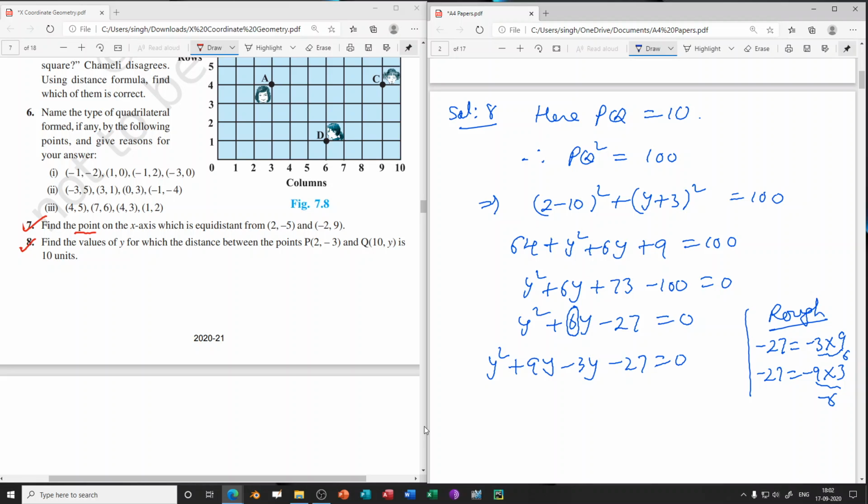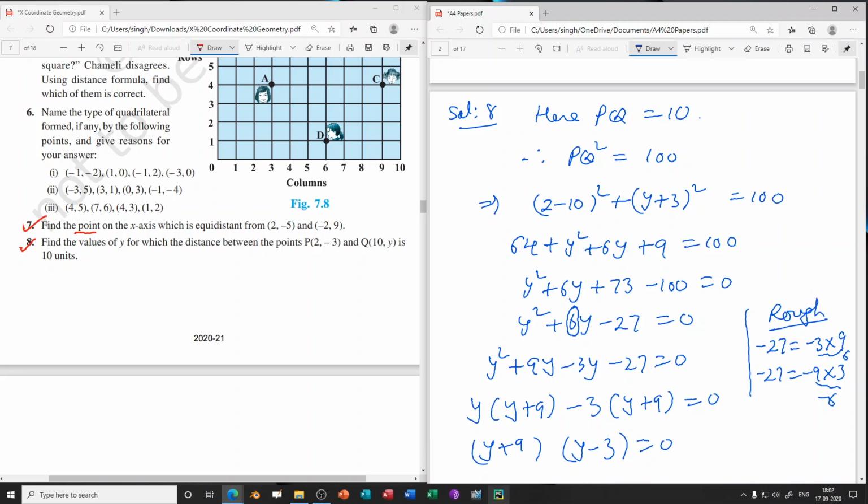So from the first two terms we can take out y common. So this will give us y into (y plus 9). And from the remaining two also we can take out what is common here. Minus 3 is common in both. So this will become (y plus 9) equal to 0. So we can see that y plus 9 is common again in both the terms. (y plus 9) into (y minus 3) equal to 0.